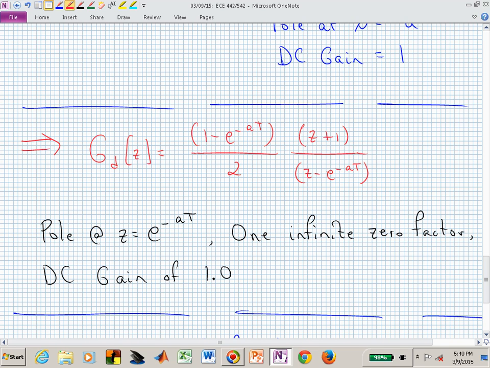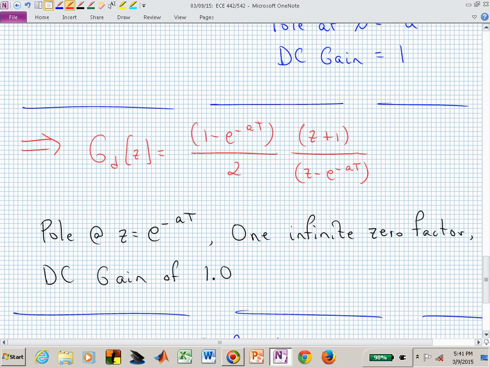So you're matching or mapping, that's the same thing. And this is what I think we derived last time. And that z plus 1 factor is because we have 1 zero at infinity, is what we've talked about. And our pole is located consistent with our pole in the s-plane. It's at z equal to e to the minus aT. That's the value of z that will cause that denominator to vanish.